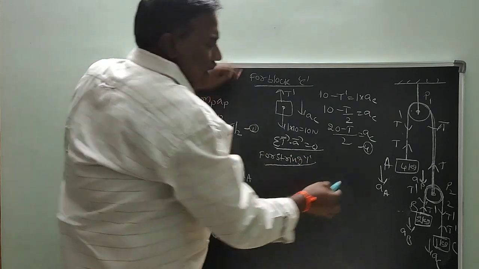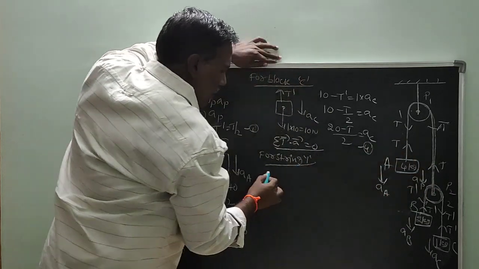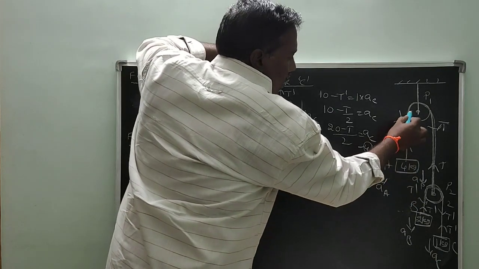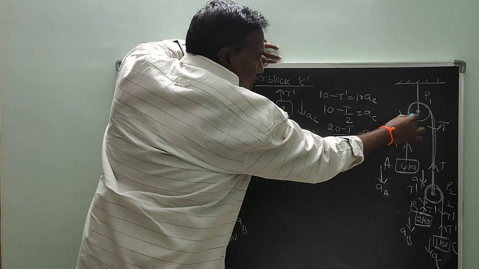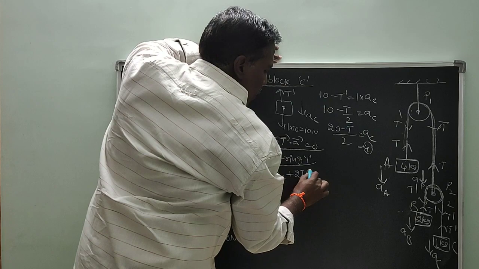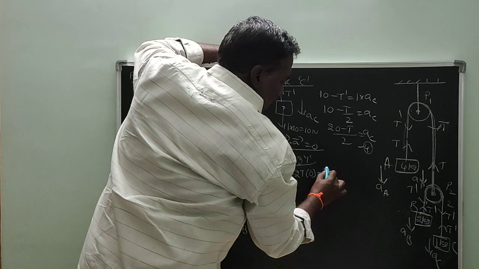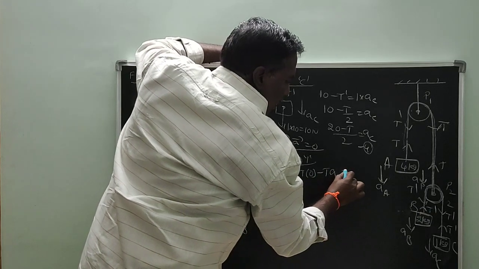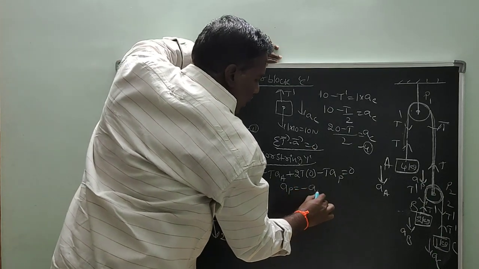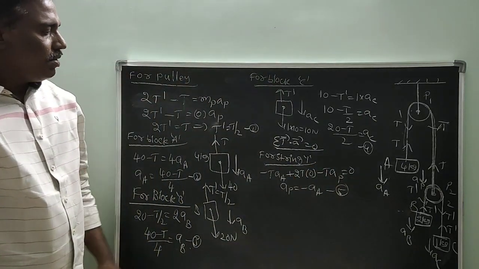For string 1, the 4 kg block is moving downward and tension is in the upward direction, so minus T into AA. Then this pulley is at rest, plus 2T into 0. Here the pulley is moving down but tension is in the upward direction, minus T into AP is equal to 0. That is AP is equal to minus AA. This is equation 5.